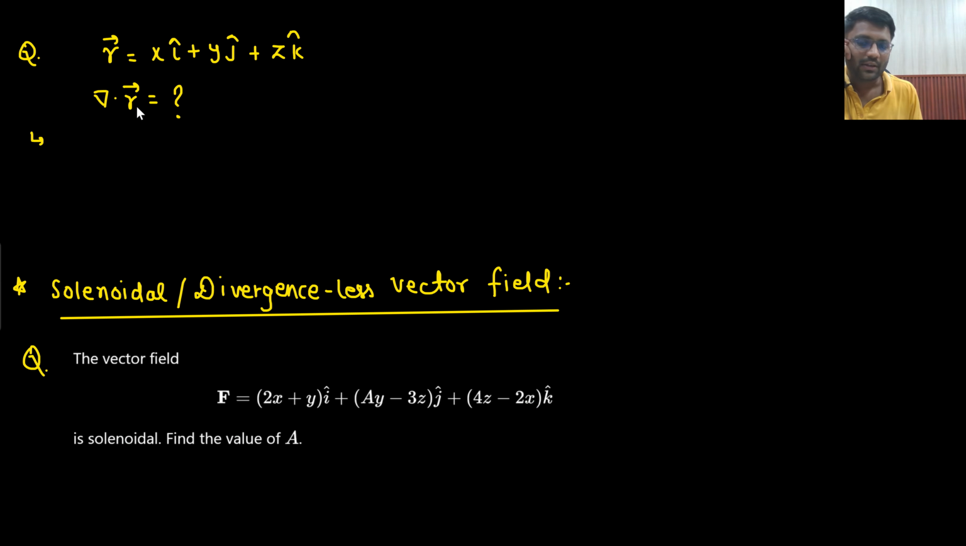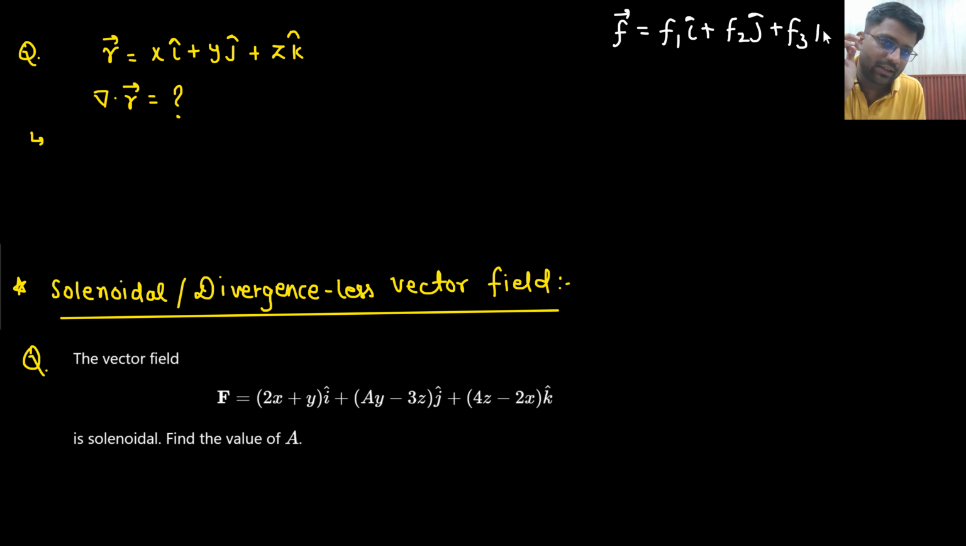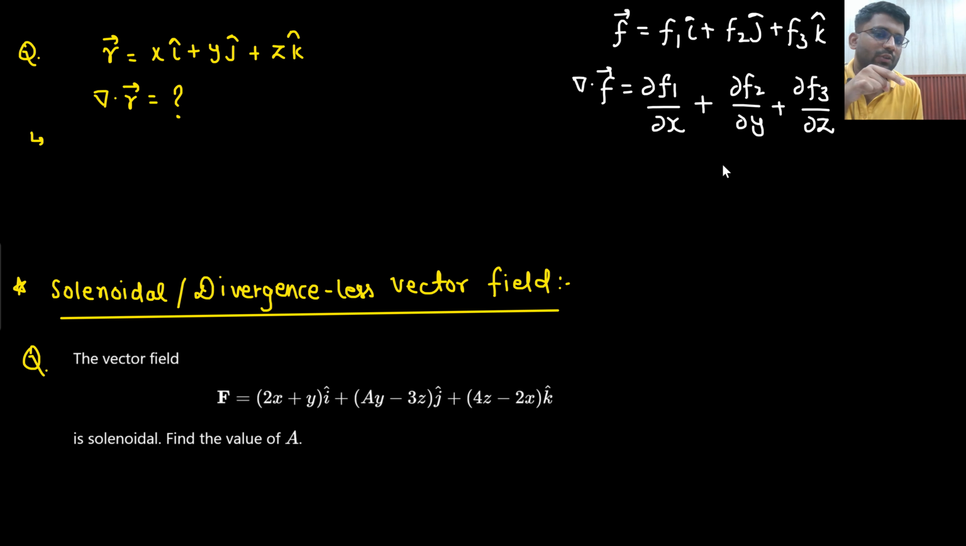Is that clear? Now the question, you need to calculate del dot R. R is given as x i cap plus y j cap plus z k cap. I hope you remember what del dot F was. Let's say my vector field F is F1 i cap plus F2 j cap plus F3 k cap. When I calculated del dot F, pick whatever is related with i, differentiate it with respect to x, differentiate the next one with respect to y, and the next one with respect to z. Since you are doing the dot product, this will be a scalar quantity. I hope you remember it.